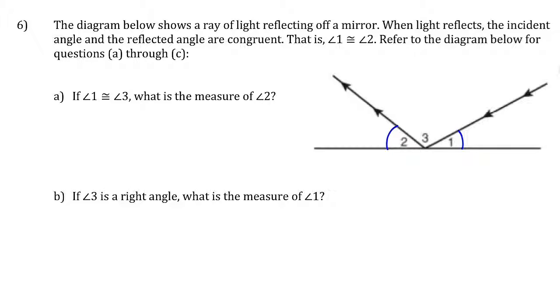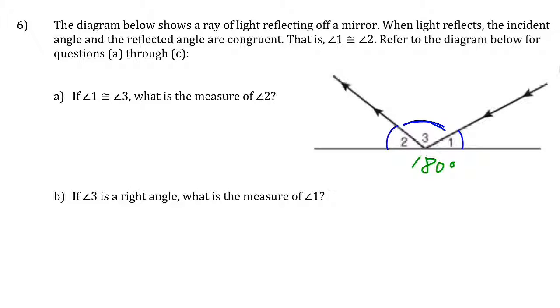For scenario A, it says, let's imagine angle 1 is congruent to angle 3. So that means this angle is also congruent to that one. Well, if 1 equals 3 and 1 equals 2, that means they're all equal. And the whole premise of this problem is using the fact that all three angles, you notice they lie on a straight line? That means they're all going to add up to 180 degrees. We're going to have to use that information for every problem.